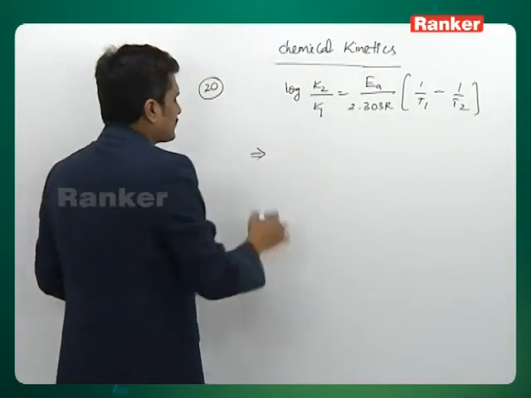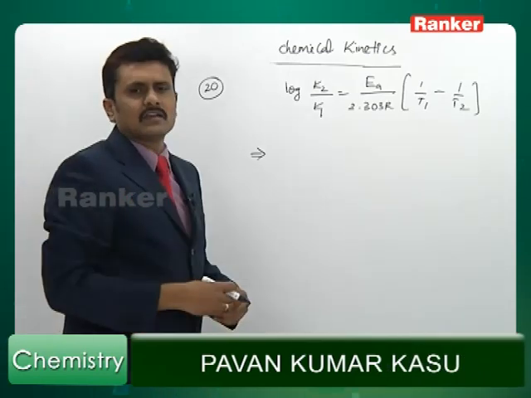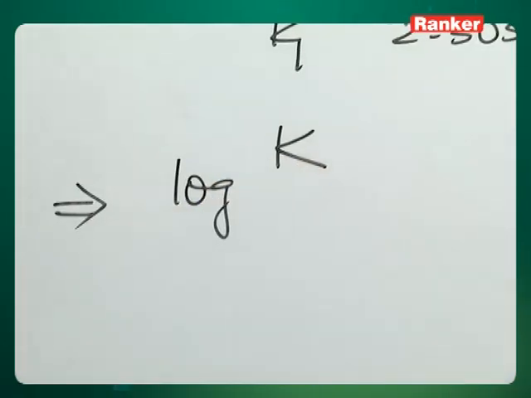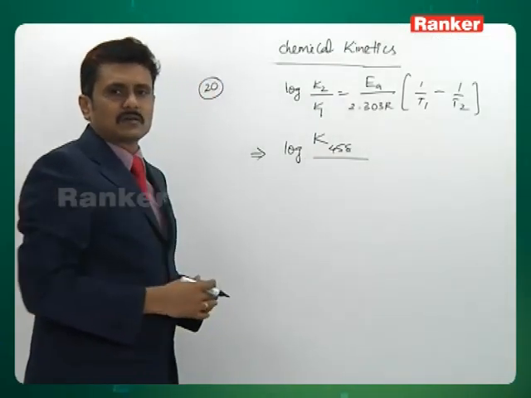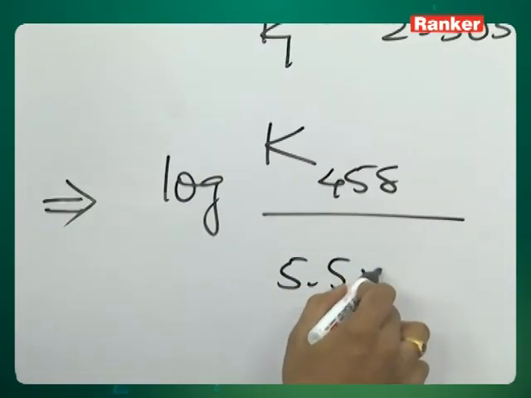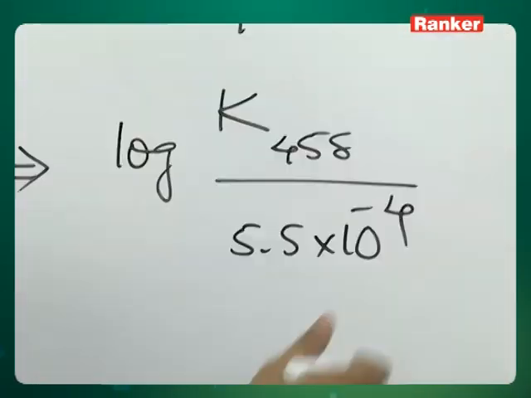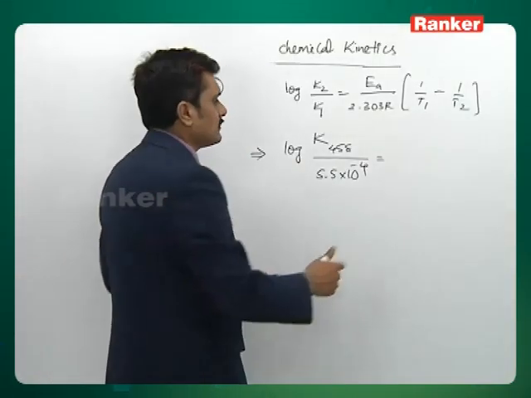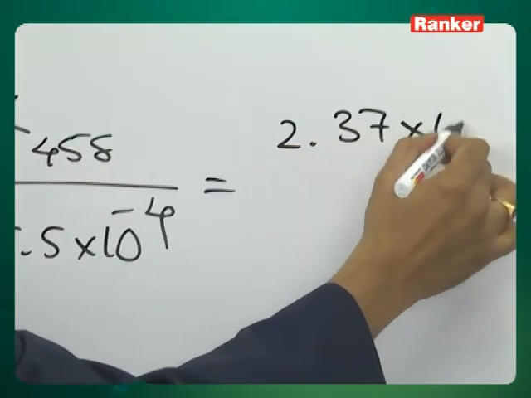Now the specific rate constant values are given to you at two different temperatures. You have to find out the value at the higher temperature, that is log of K at 458 Kelvin, and now you are given the rate constant at 413 Kelvin as 5.5 into 10 to the power minus 4 second inverse, which is equal to the energy of activation, which in this question is 2.37 into 10 to the power minus 4 calorie.